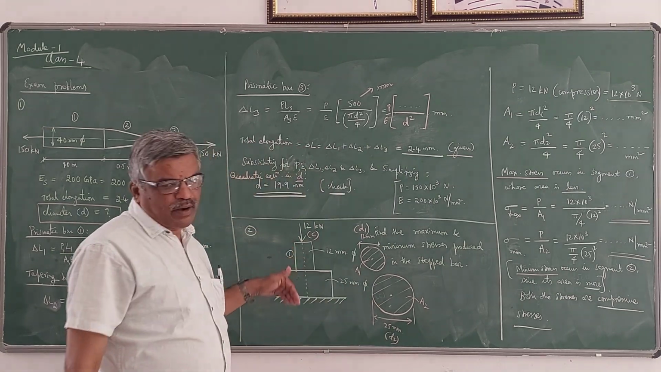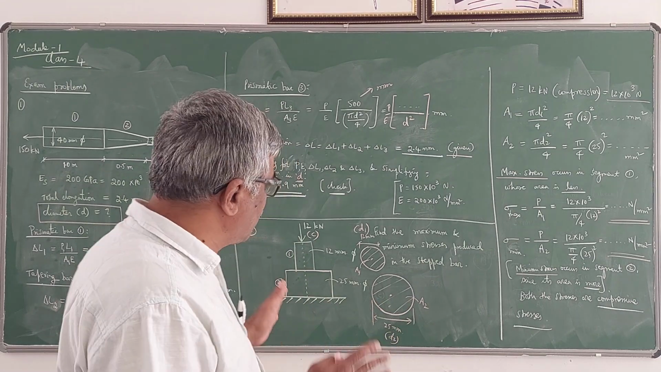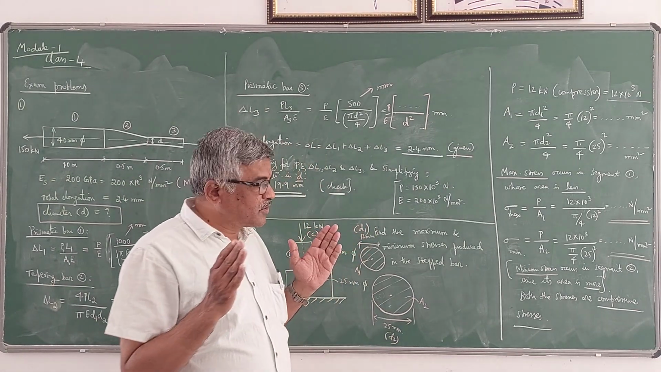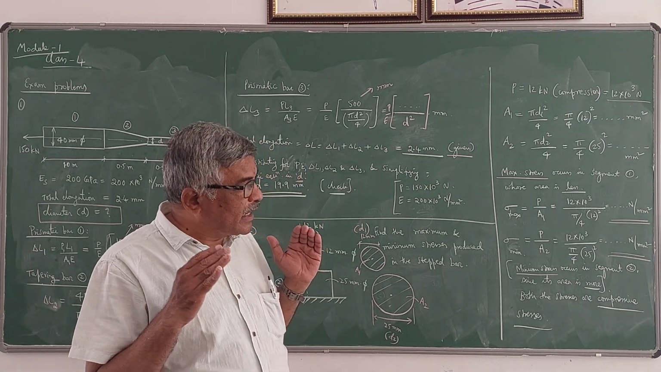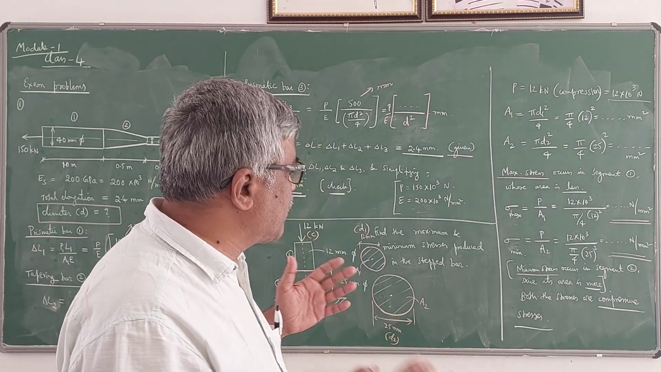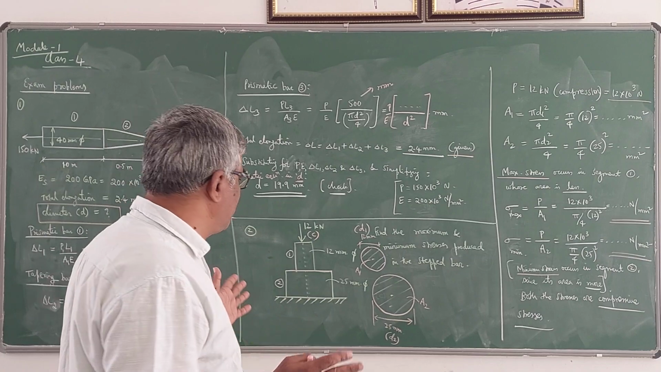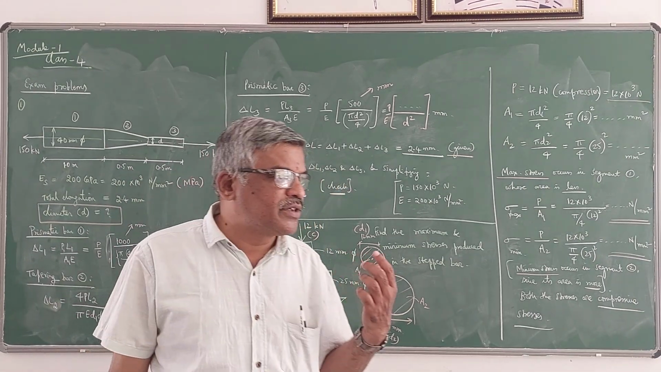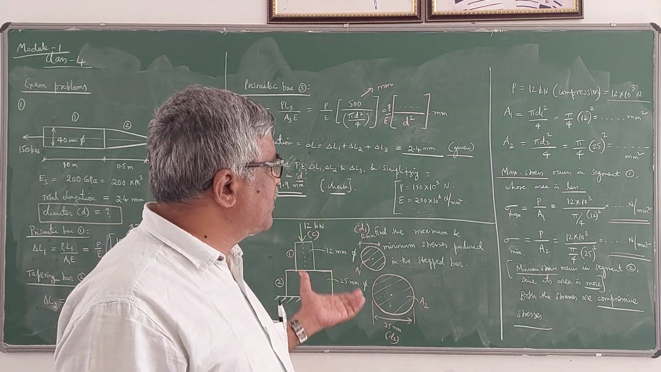This is a very simple problem. But why he has given this for 4 marks is, you should know the concept of stress, how stress varies. Stress is directly proportional to force, inversely proportional to area. So where area is less, stress will be more. Where area is more, stress will be less. That is the concept he has given this problem.